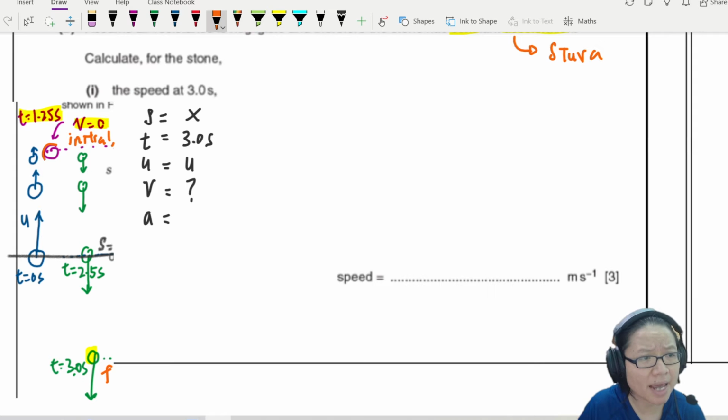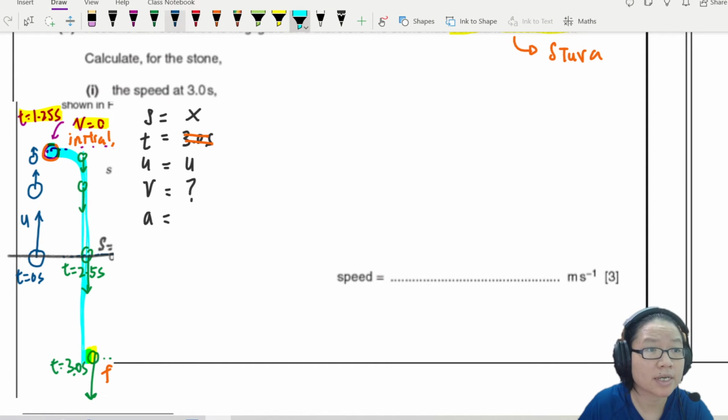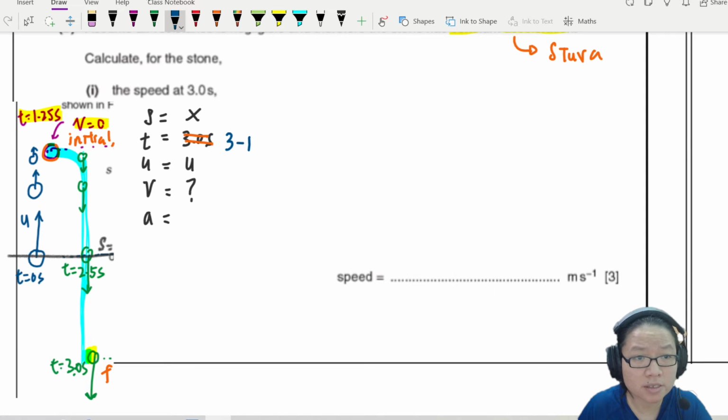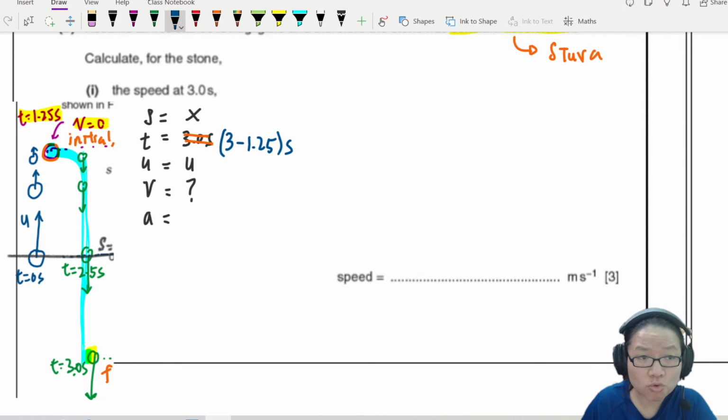Miss, can like that one? Can. Where you start is up to you, as long as you do the relevant modification. So we don't want 3 seconds here because we are only taking the motion from here all the way to here. So you think about, how long is this time? Well, I know that this is 1.25 seconds and this down here is 3 seconds. So what should I do? I will take 3 minus 1.25, because the time interval is different. All right, so now my u can be 0. I can find my v.